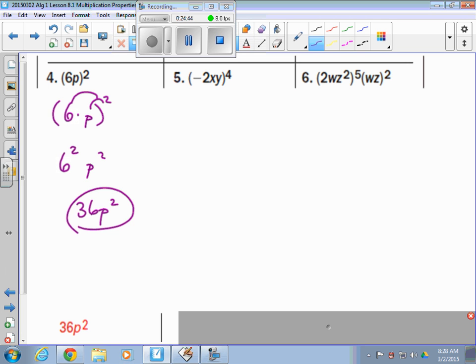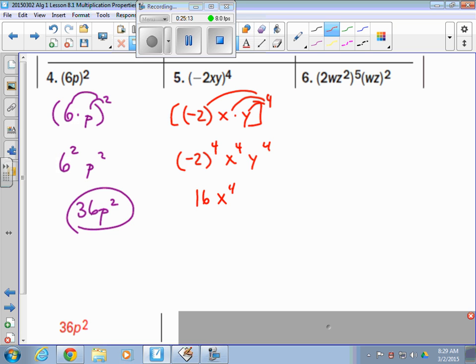Negative 2xy to the fourth. Negative 2, separate them if you have to. Negative 2 times x times y, all that's being raised to the fourth power. So negative 2 to the fourth, x to the fourth, y to the fourth. Negative 2 times negative 2 is positive 4, times negative 2 is negative 8, times negative 2 is positive 16. X to the fourth, y to the fourth.